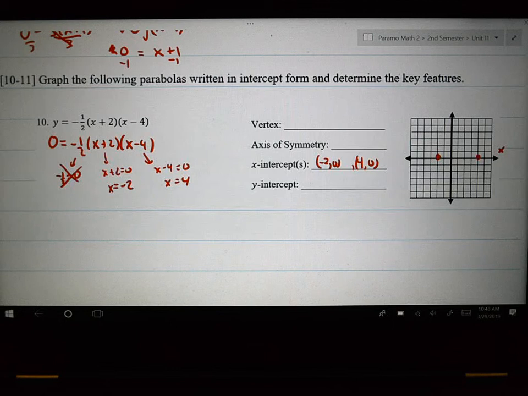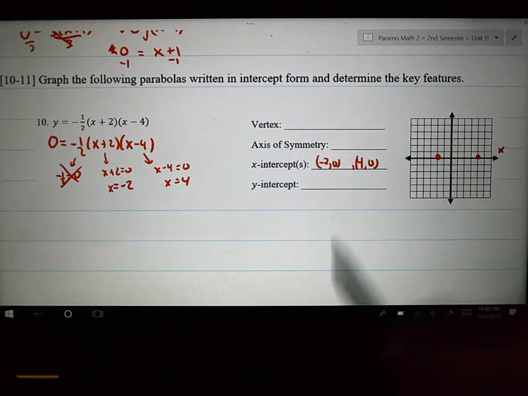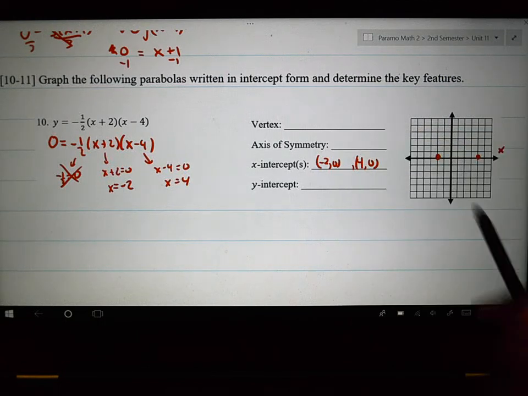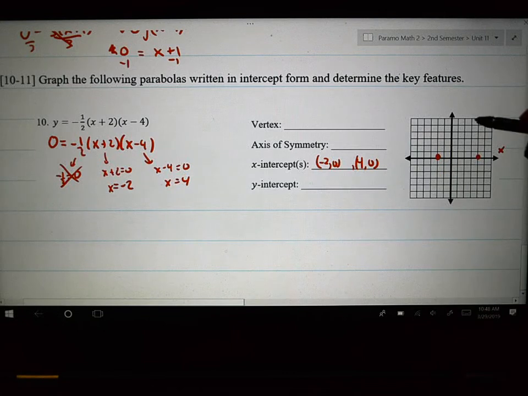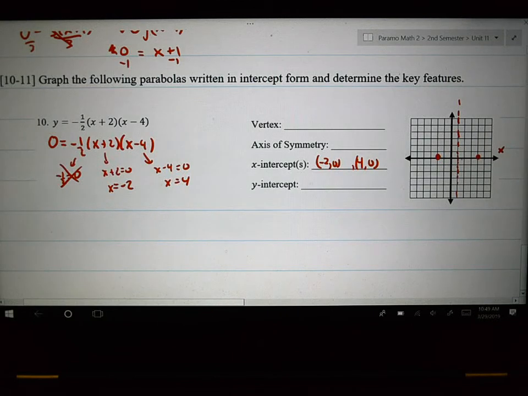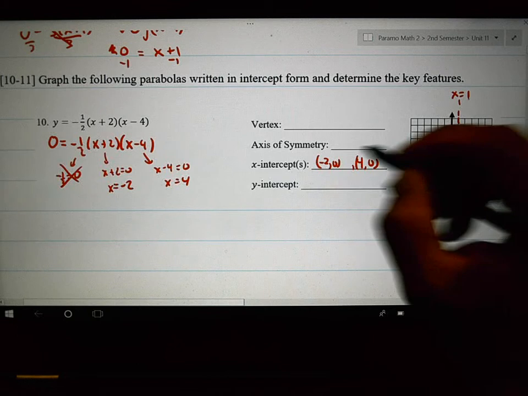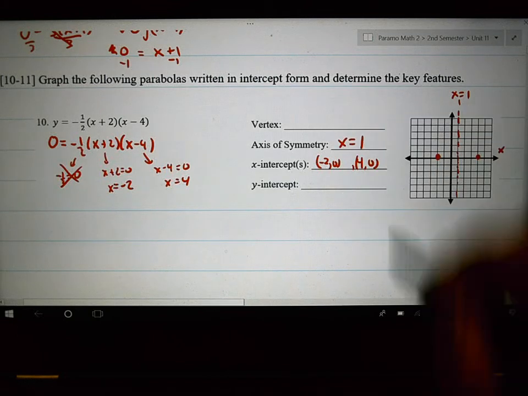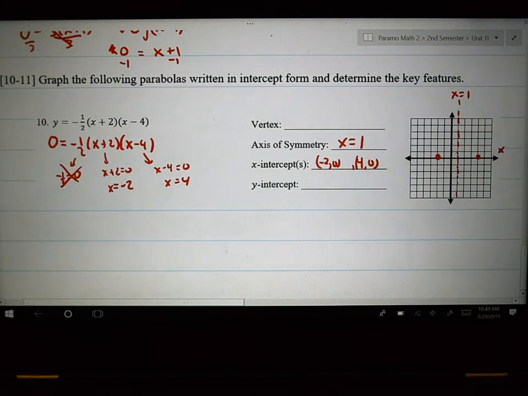which is what's going to lead me to find the axis of symmetry. The axis of symmetry is the thing that cuts this directly in half. 1, 2, 3, 4, 5, 6. So 1, 2, 3. My axis of symmetry has to be exactly in between these two red dots. I have to figure out where that is. That's at x is equal to 1. So I write that in for my axis of symmetry.